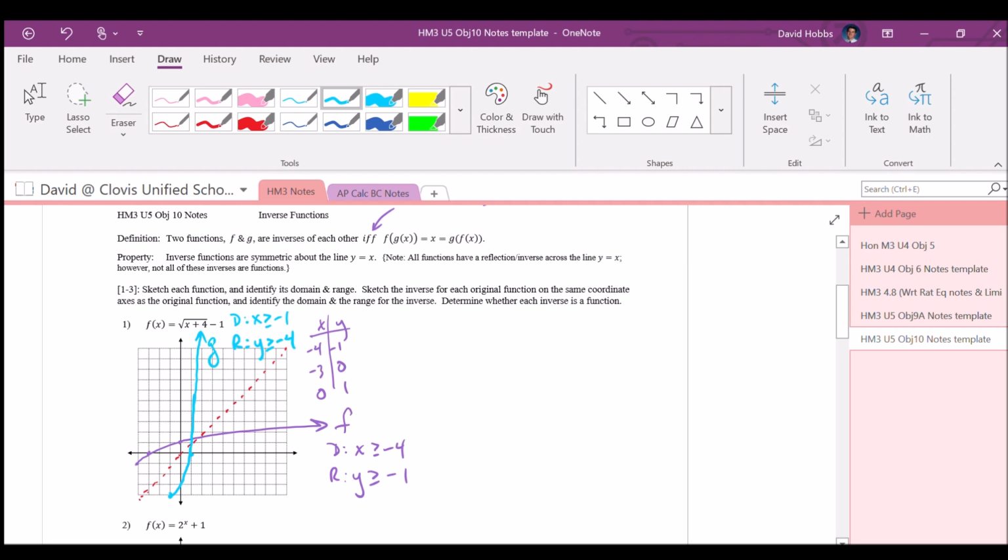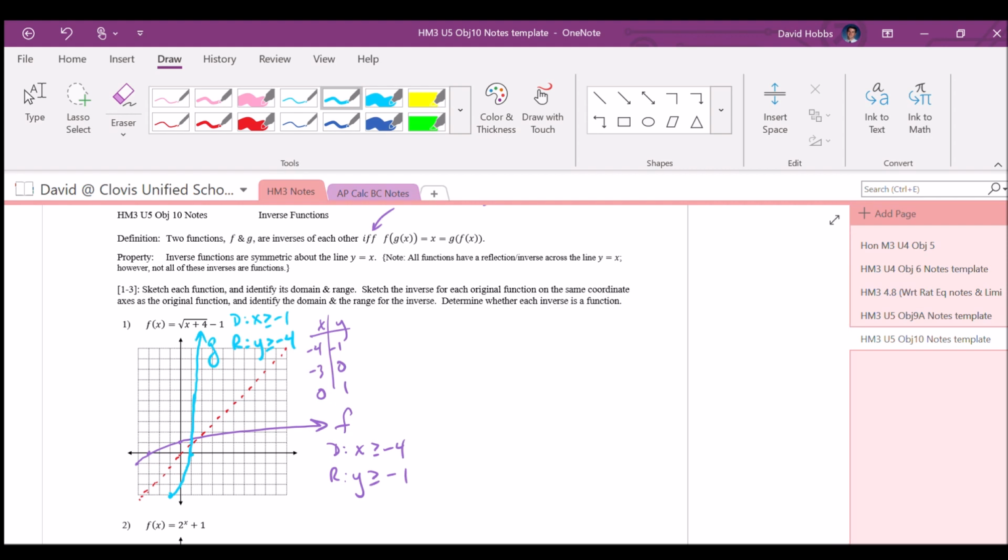Okay, let's take a look at some things here. Let's see, what else are we supposed to do? We're supposed to determine whether the inverse is a function or not. Is there a quick way for us to figure out if something is a function or not? Yes, don't forget there is something called a vertical line test.